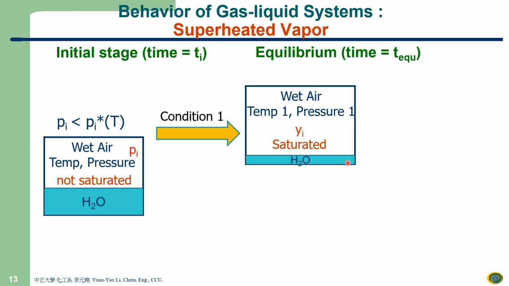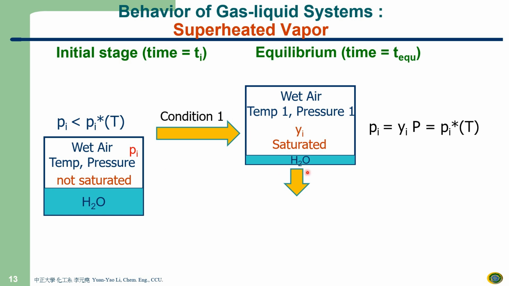The condition two is, you might say, well, Professor, if I don't have enough water, what happens? Okay, so Pi will be equal to Yi times P, capital P, equal to Pi star, a function of T. This is Dalton's law. Okay, so in that case, this is condition temperature 1 and pressure 1, right?